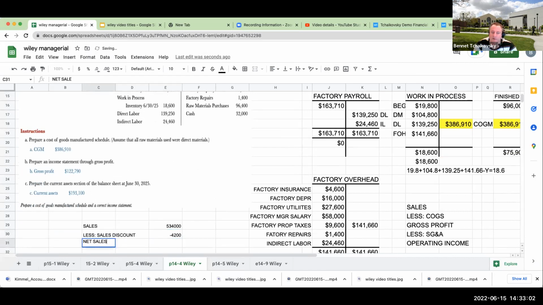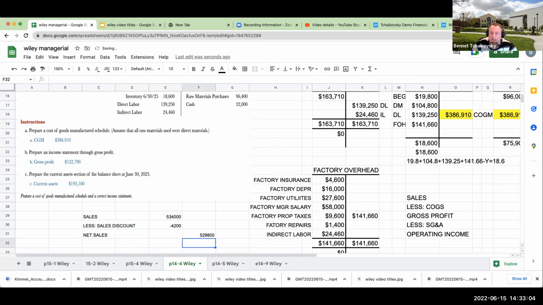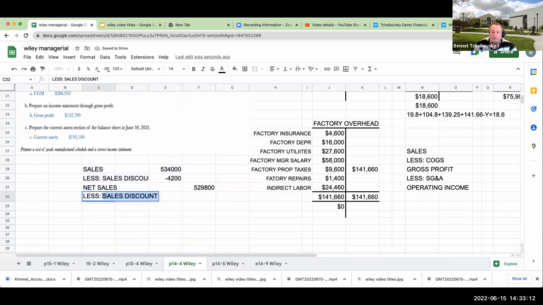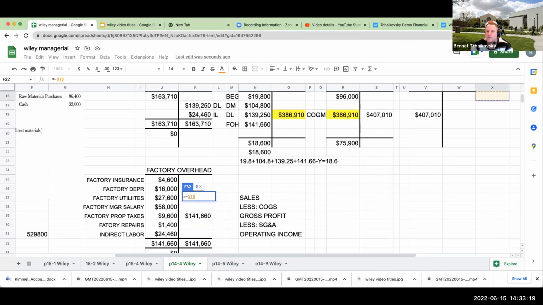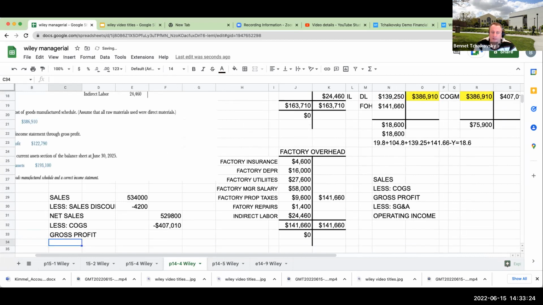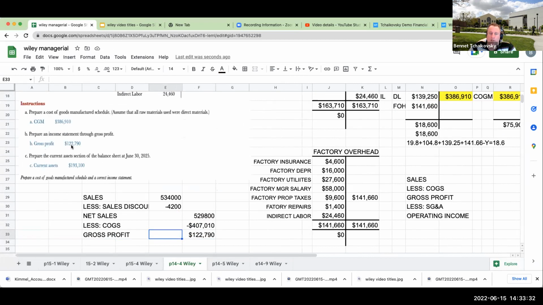So our net sales is going to be over here at 529,800. From our net sales, we're then going to say less cost of goods sold. The cost of goods sold that we just determined was 407,010. So our gross profit is going to be, drum roll please, 122,790, which is basically right over here at the gross profit amount. Okay, so that's our gross profit.